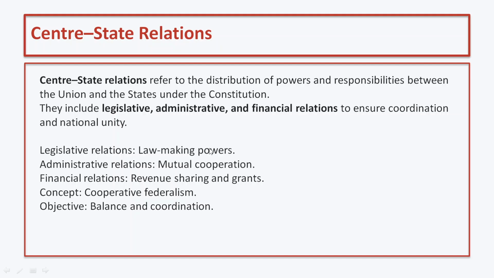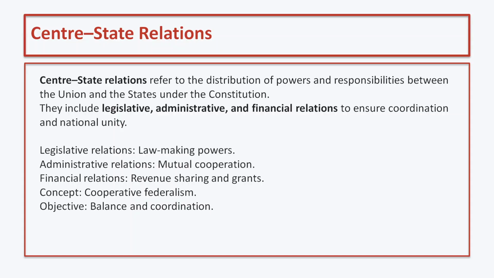The last question, and very important: center and state relations. This topic helps us understand how India actually functions on a day-to-day basis. India is a large and diverse country. We have one union government and many state governments. If there is no clear understanding of what does what, governance will become chaotic. Central-state relations deal with the sharing of powers and responsibilities between the union and the states. These relations are not meant to create conflict. They are meant to ensure coordination and cooperation.